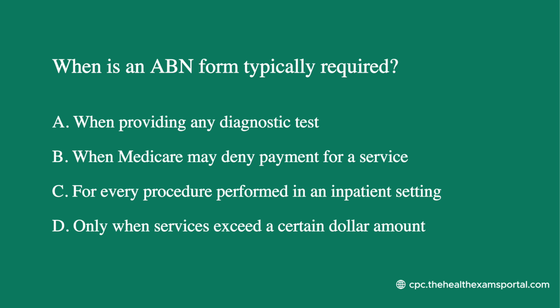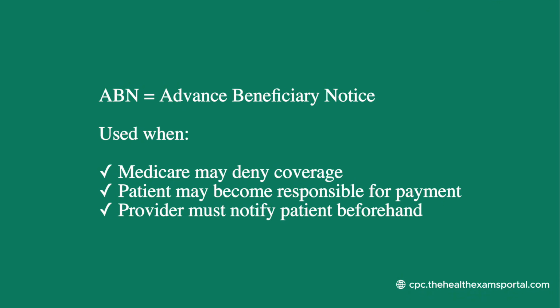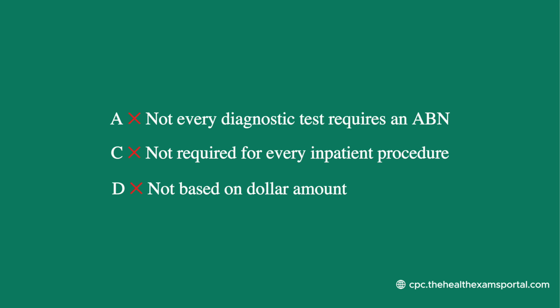The answer is B, when Medicare may deny payment for a service. An advance beneficiary notice, or ABN, is used when a provider expects that Medicare may not cover a specific service. The purpose of the ABN is to inform the Medicare beneficiary before the service is provided that they may become responsible for payment if Medicare denies coverage. This protects both the provider and the patient by making sure the patient understands the possible financial responsibility ahead of time. Now let's look at why the other options are incorrect.